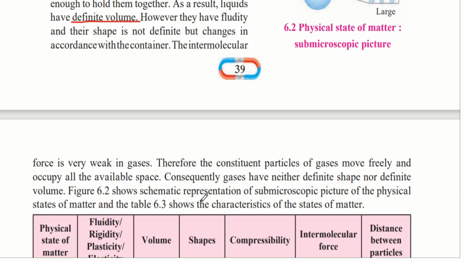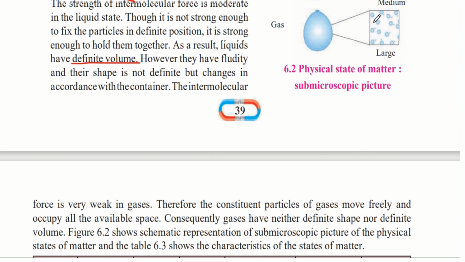The intermolecular force is weak in gases. So now if you notice gas, there is a lot of space between each and every particle, and each particle is spread out across the area. Therefore, they have very little intermolecular force. Intermolecular force is the force present between two particles, and this force is very small. Therefore, the particles can move away from each other.